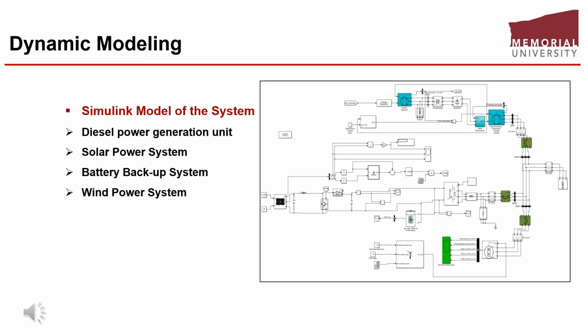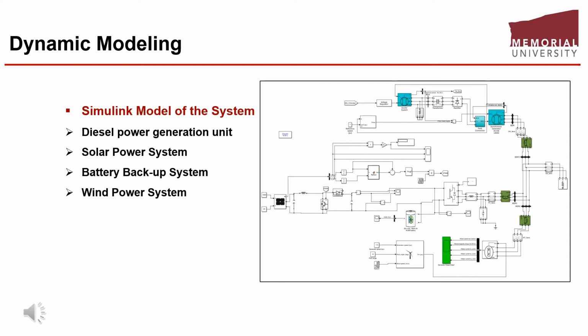And here, as is recognizable, we have a Simulink model of the system. We have 3 decentralized generators and 1 energy storage system. From top to bottom, we have a diesel power generation system, PV system, battery backup system, and wind turbine system.